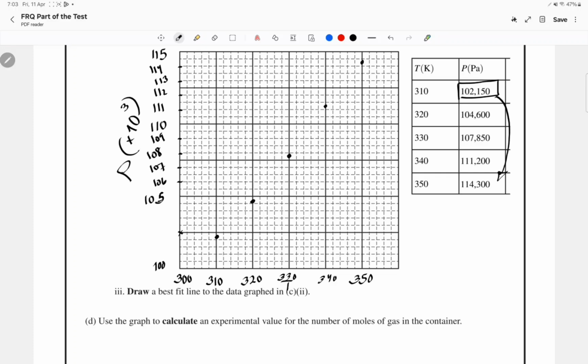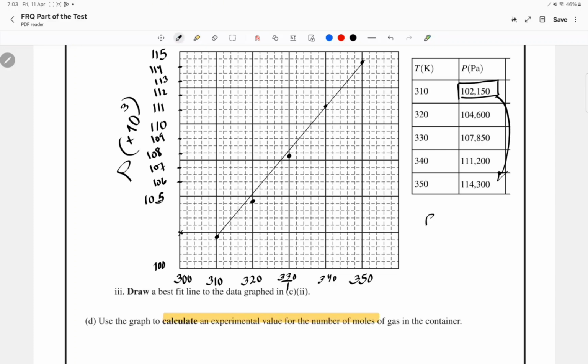And now what do we do? We just have to try to match them with a straight line. You cannot hit all the points, but that's okay. Draw the best fit line. We just did that. We plotted the points. So now we're good. That's it? That's all they want? No, now D says find the value of n.